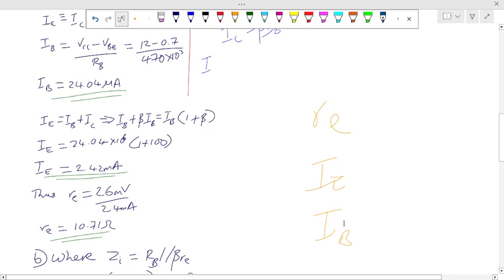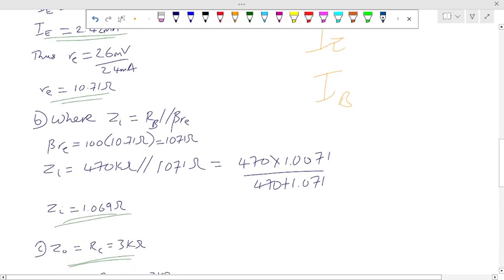So we take this value, we solve for this value, following the base to emitter path, get the answer, bring the answer to this value, get the answer, bring the answer to this value, get this answer. Okay, so that's for A.